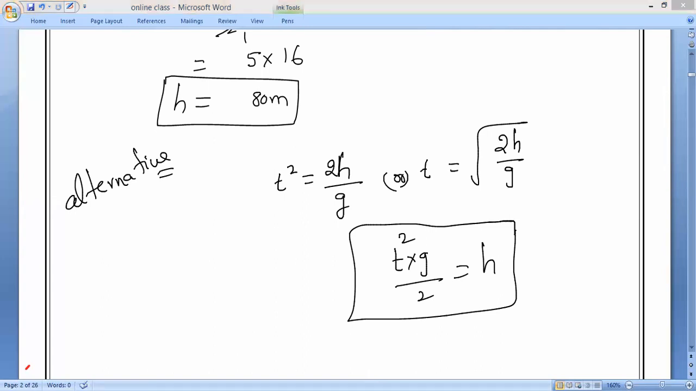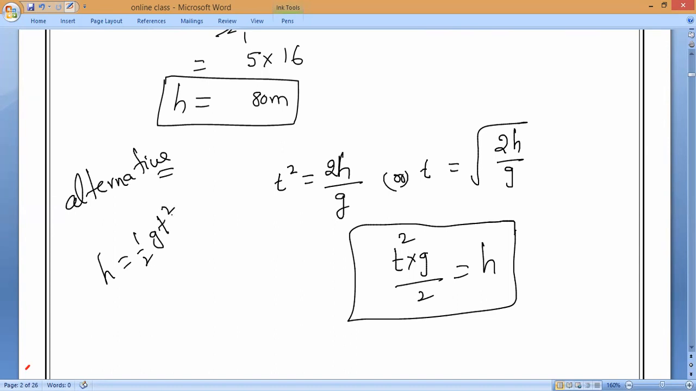Clear, everybody? Yes, sir. That is the formula. Please write. So we know that is the formula for height and time. So h is equals to 1 by 2 gt square. If you want to find h, use this relation. If you want to find time, which relation will you use?